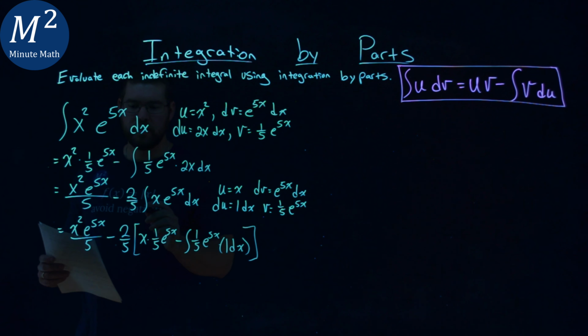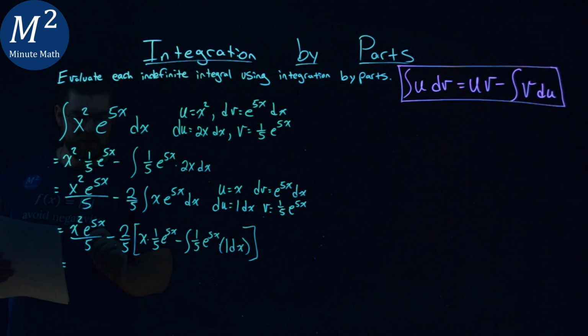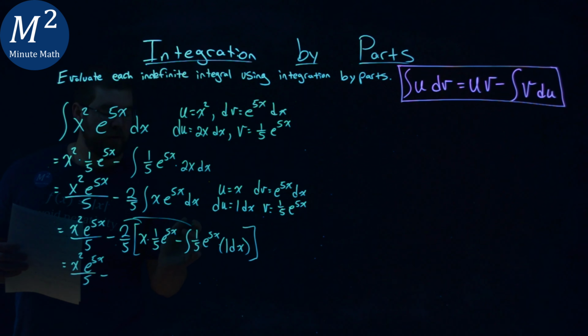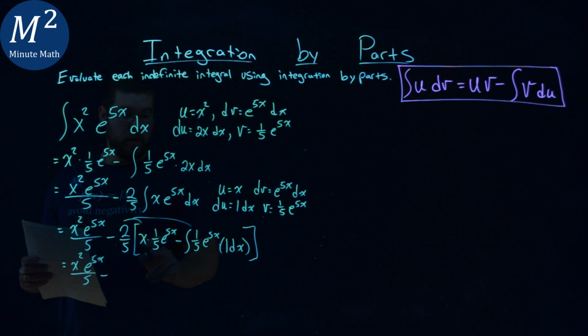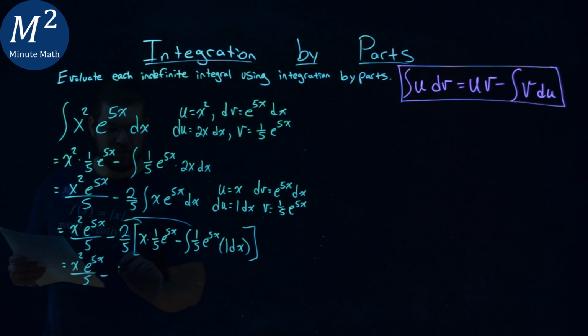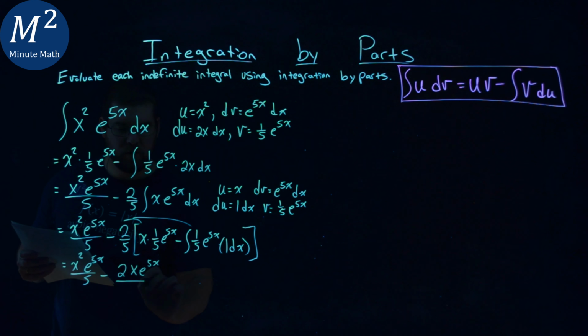Okay, so let's go simplify this again a little more. We have x squared times e to the 5x over 5. Minus, let's distribute this out here. So 2/5 times 1/5 gives me 2 over 25. So 2 in the numerator, we have x e to the 5x over 25.